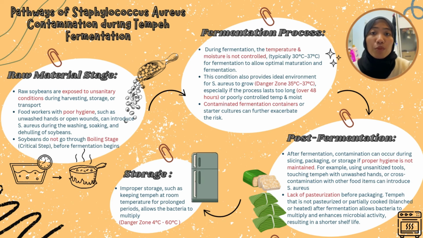Moving on to the fermentation process, the temperature and moisture required for fermentation, typically 30 to 37 degrees Celsius, create an ideal environment for S. aureus to grow. This is particularly true if fermentation lasts too long, exceeding 48 hours, or if the fermentation containers or starter culture are contaminated.